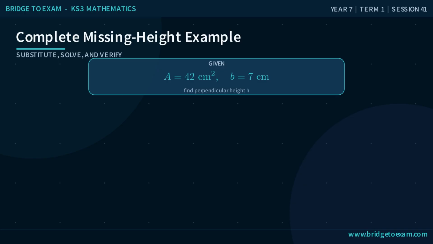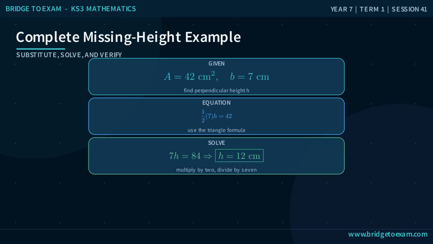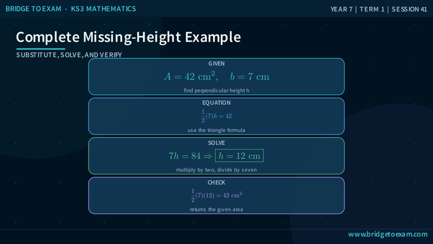Complete example. A triangle has area 42 square centimeters and base 7 centimeters. Find its perpendicular height. Substitute into the formula. 1/2 times 7 times h equals 42. Multiply by 2, then divide by 7. 7h equals 84, so h equals 12 centimeters. Check. 1/2 times 7 times 12 is 42 square centimeters.